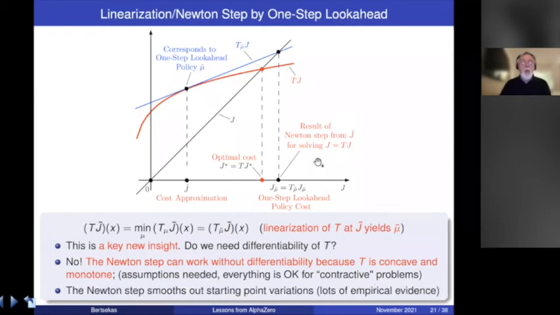And notice one more thing. The Newton step is very fast, has superlinear convergence, so it smooths out starting point variations. If you make variations to J tilde, there will be corresponding variations to J mu tilde, but these variations are tiny relative to those. So you may make some errors here, and these are smoothed out by the Newton step. And there's lots of empirical evidence to support all this.